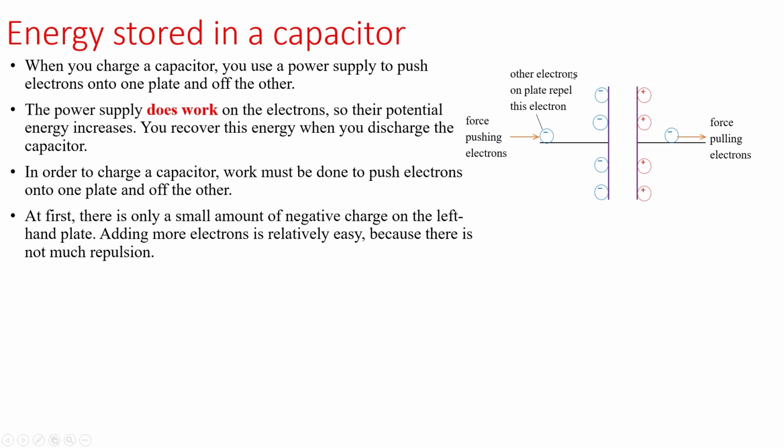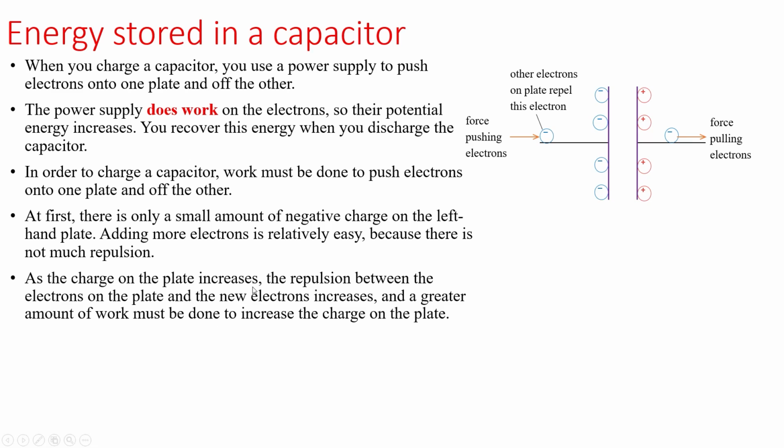So if you add more charge over here, repulsion will occur, and this repulsion will cause resistance in the flow of charge. As the charge on the plate increases, the repulsion between the electrons on the plate and the new electrons increases, and a greater amount of work must be done to increase the charge on the plate. So again, the more charge you are providing, the more work you need to do.